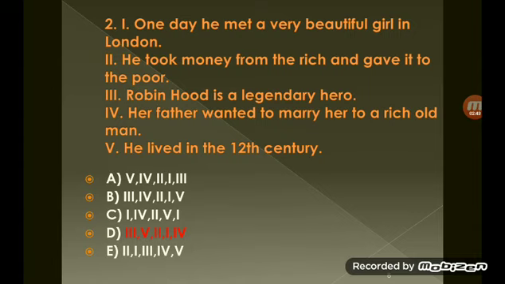So D is the correct option. Let's see how the paragraph reads. Robin Hood is a legendary hero. Then fifth one, he lived in the 12th century. Then the second one, he took money from the rich and gave it to the poor. Then the first one, one day he met a very beautiful girl in London. And the fourth one, her father wanted to marry her to a rich old man. This makes a complete paragraph about Robin Hood.